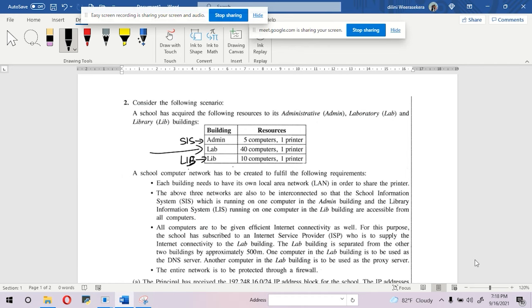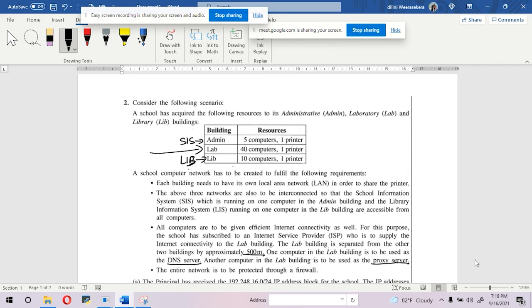Another thing they have said is that the lab building is separated from the other buildings by approximately 500 meters. So the lab is 500 meters away from the other two buildings. One computer in the lab building is to be used as a DNS server, and another computer in the lab is used as a proxy server. So two computers should be allocated for these two purposes.